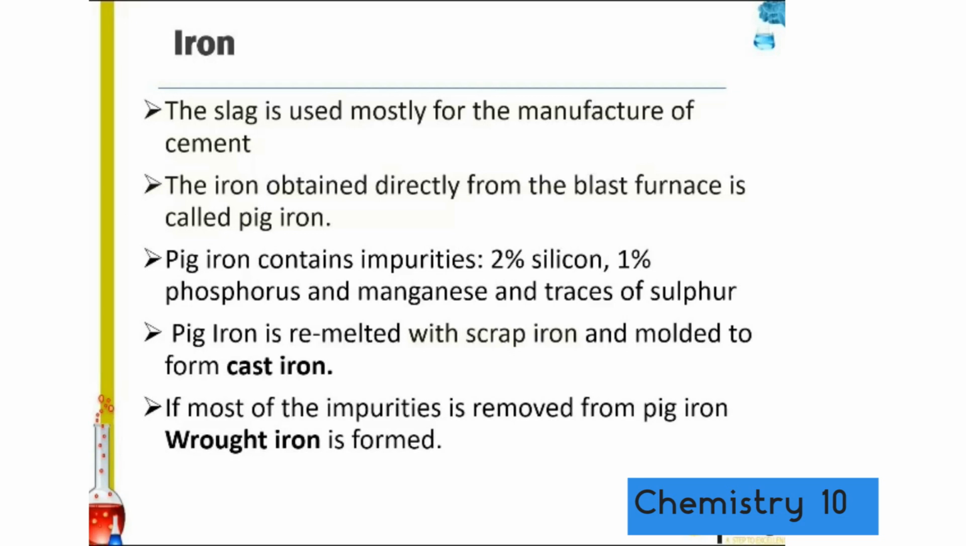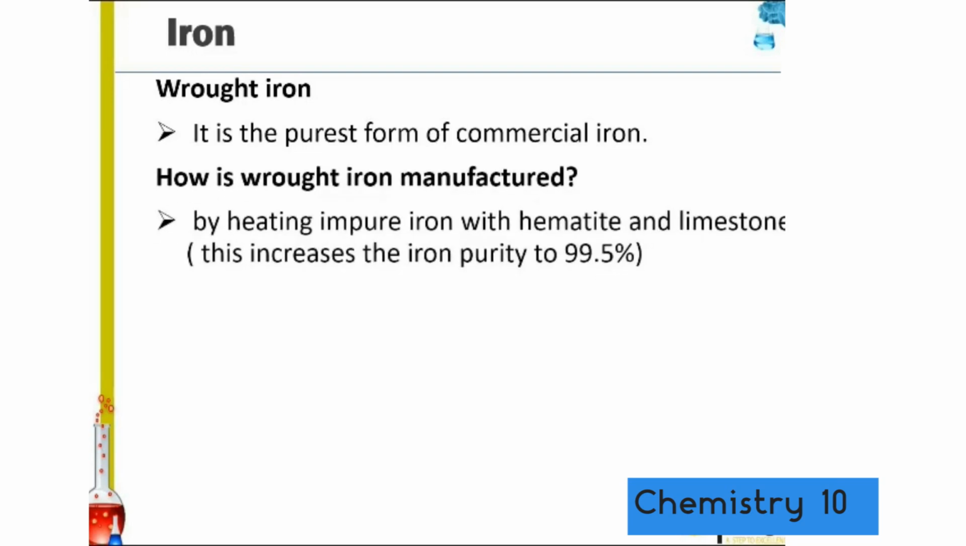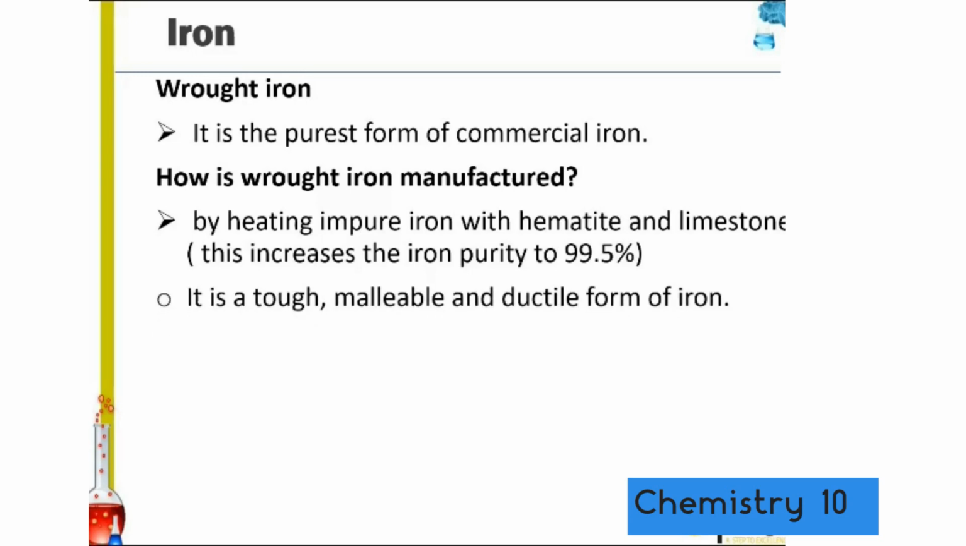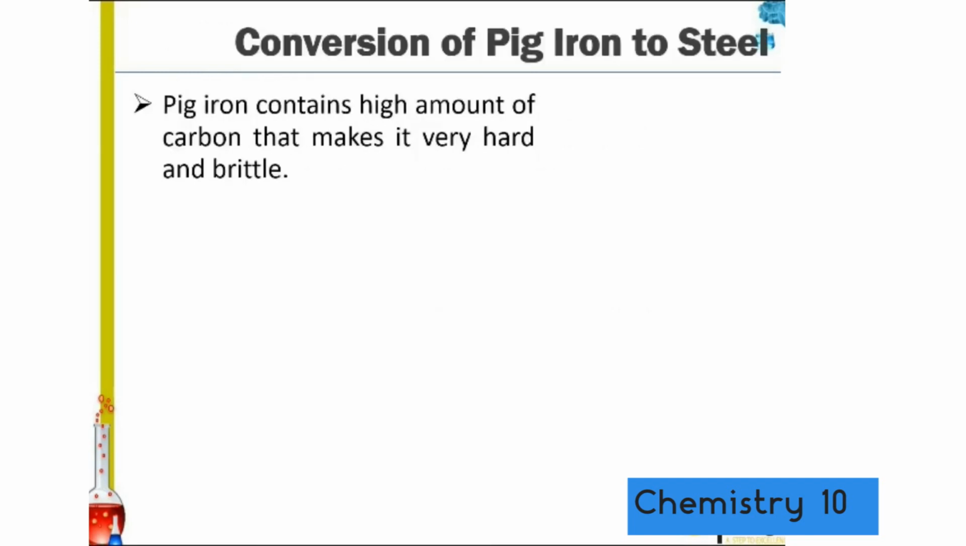If most of the impurities are removed from the pig iron, we get wrought iron. Wrought iron is the purest form of commercial iron and has improved strength and malleability in comparison to pig iron. It is manufactured by heating the impure iron with hematite and limestone to increase the iron purity to 99.5%. It's tough, malleable, and ductile. In contrast, pig iron contains a high amount of carbon and makes it very hard and brittle.